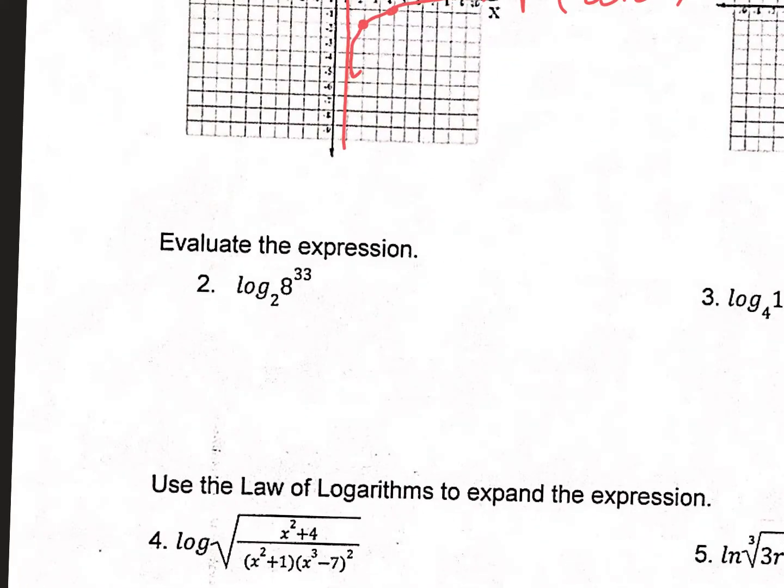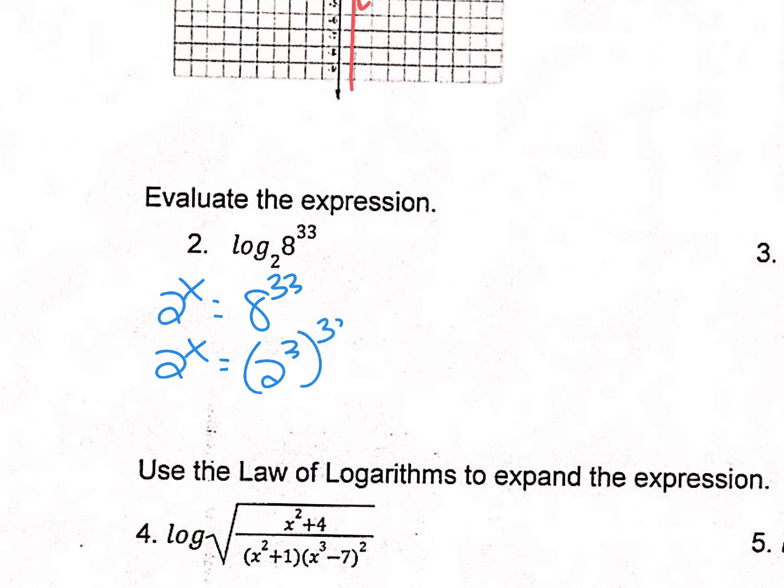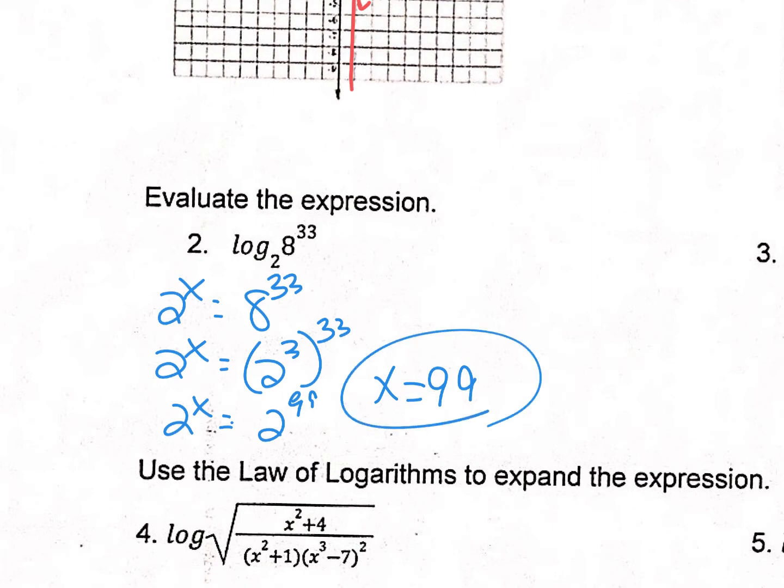Number 3, evaluate. Log base 2 of 8 to the 33rd power. Now, that really means: 2 to what power is 8 to the 33rd? All right, so 8 is really 2 cubed, so I'm going to rewrite that as 2 cubed to the 33rd. Raise a power to a power, you multiply. And if you look right there, 2 to the x equals 2 to the 99th, which means x is 99. Or just that expression equals 99.